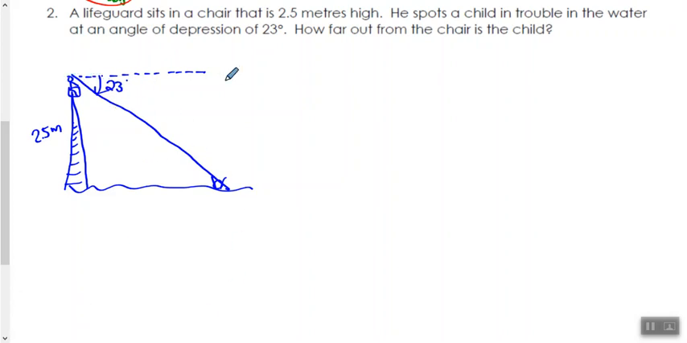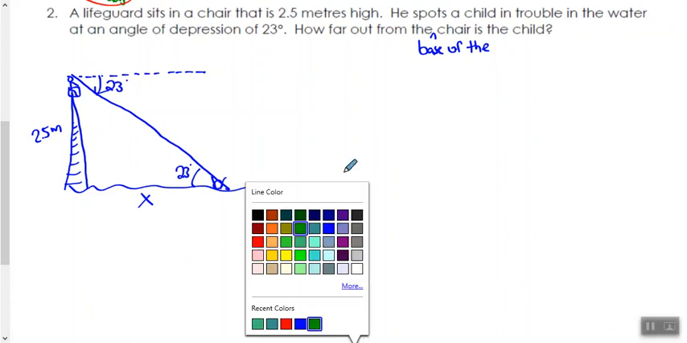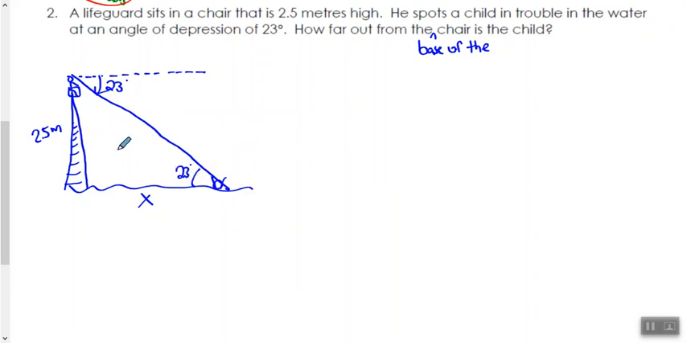And then if I remember my stuff from last unit, if this is 23 degrees, here's two parallel lines. Alternate interior, this will also be 23 degrees. So let's use that one, because I like this triangle better. So 23 degrees is there. And I want to know how far out from the chair, this should be from the base of the chair, is the child. So looking for this. So labeling. So I'm going to be using this triangle here. So here's my angle. This is my opposite side. Here's my adjacent side and my hypotenuse.